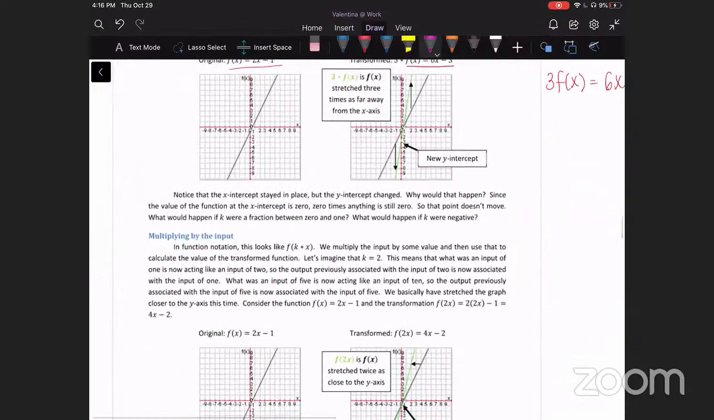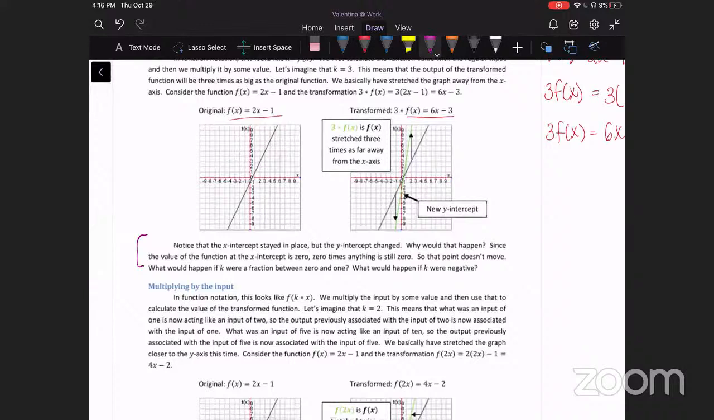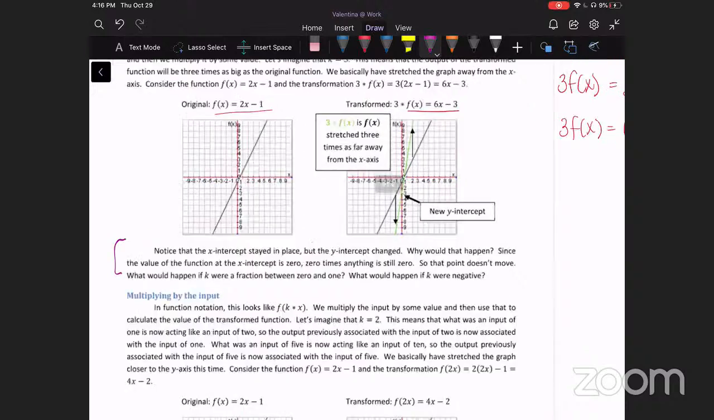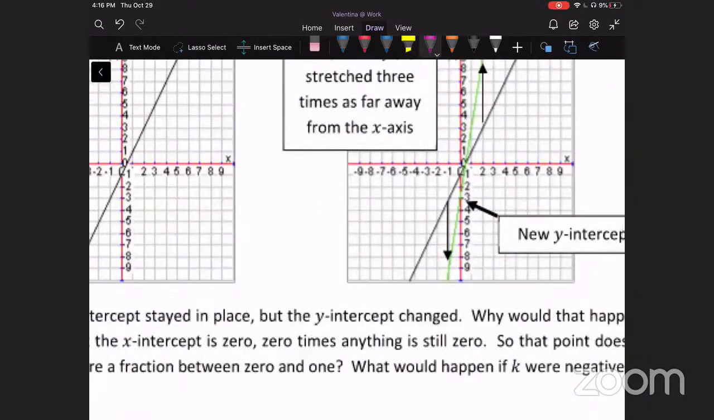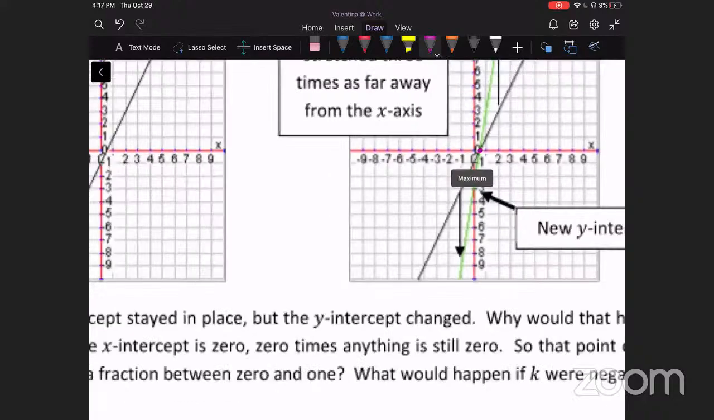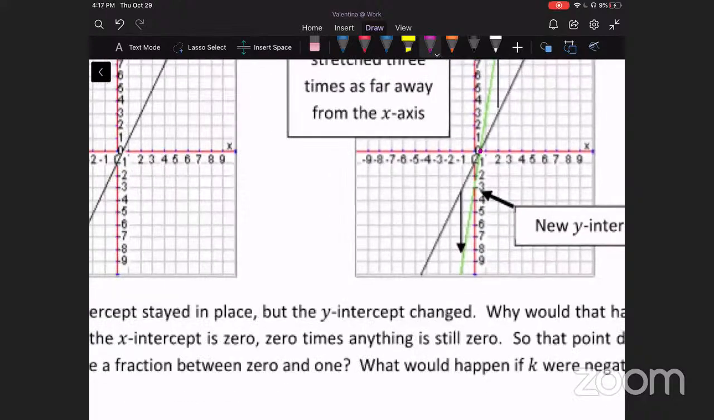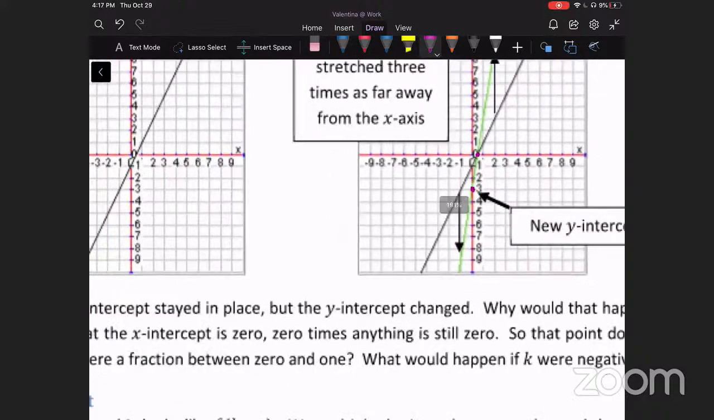So let's look at this last paragraph. Notice that the x-intercept stayed in place, but the y-intercept changed. Why would that happen? Do you want to try to tell me why that would happen? Our x-intercept, where we're intersecting with the x-axis, is constant. But now we're intercepting our y at a different location. I think we're intersecting here now.